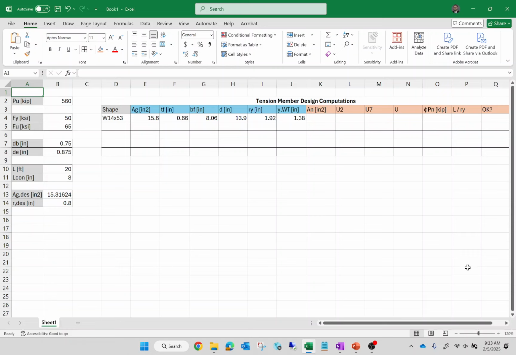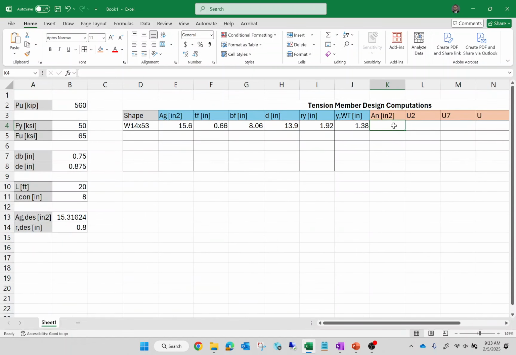So what is the net area? How do we do that? Here, I'll zoom in. How do we do the net area calculation? We take the gross area and we subtract 4 times DE times TF. Anybody see a problem with how I've set this calculation up?